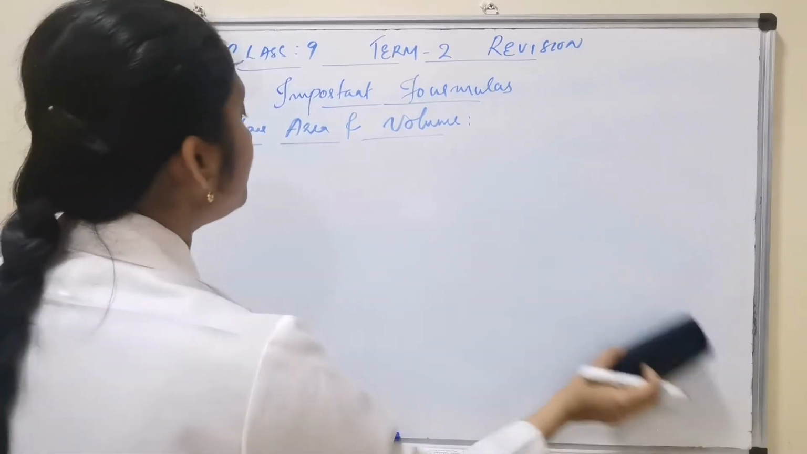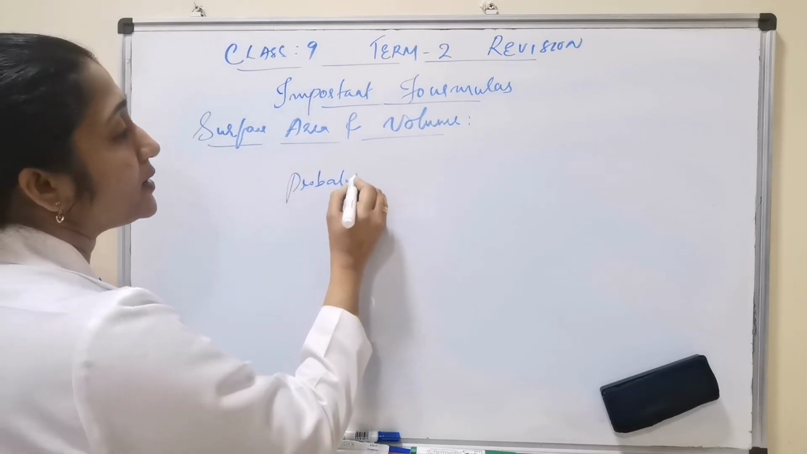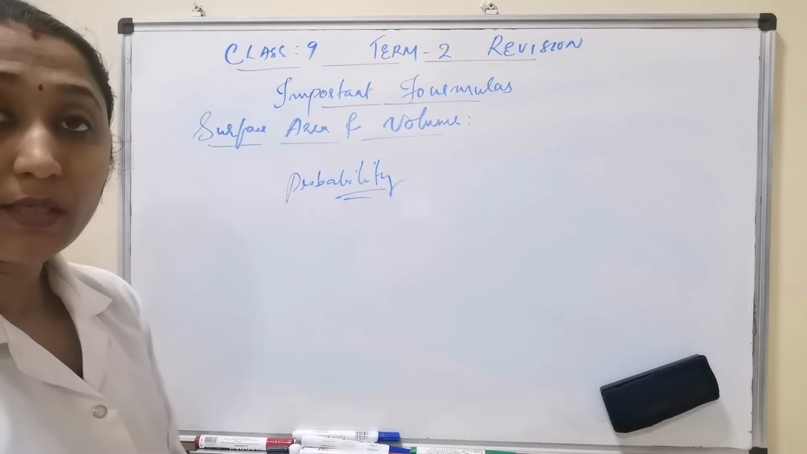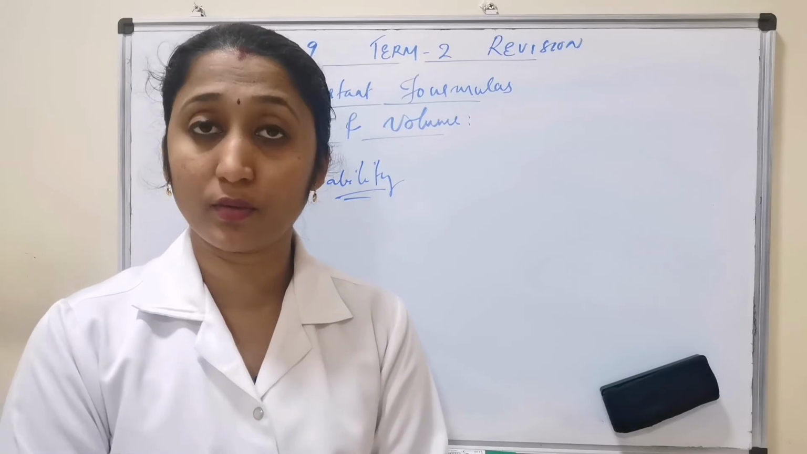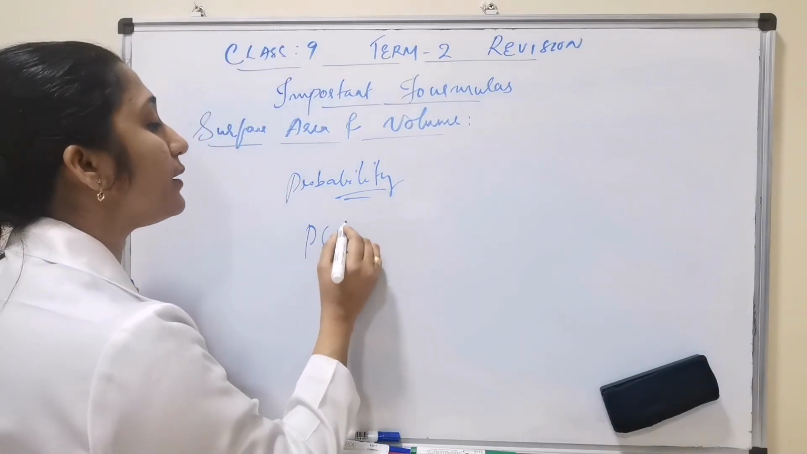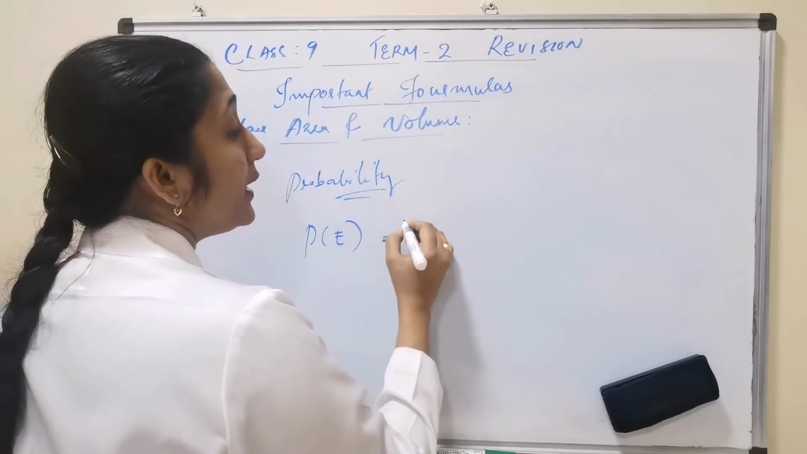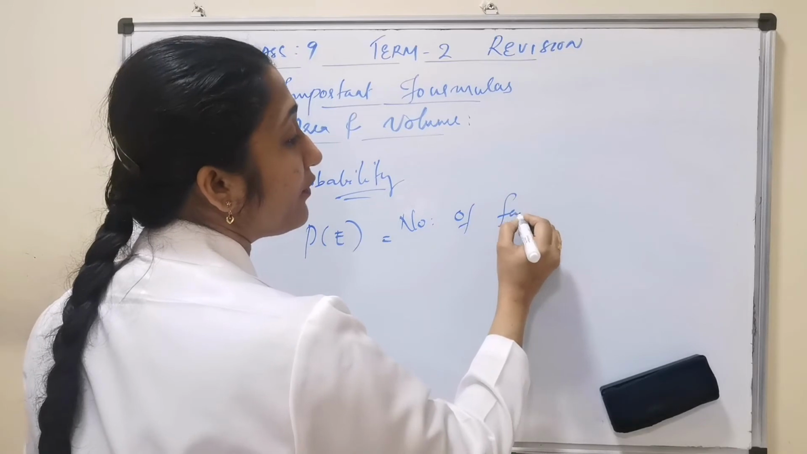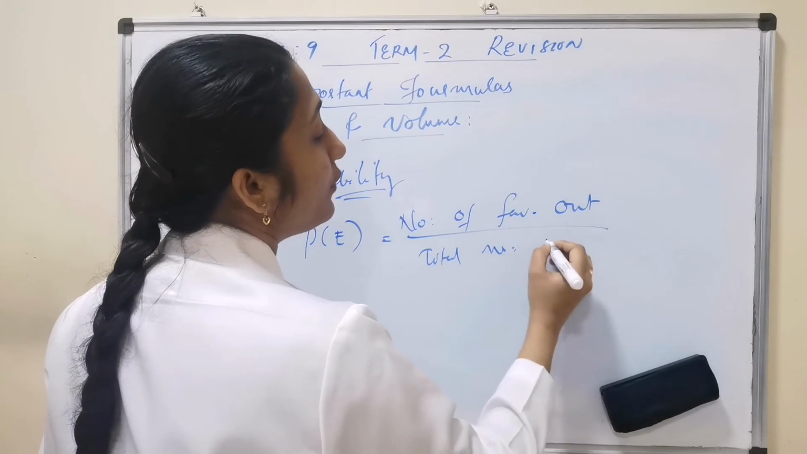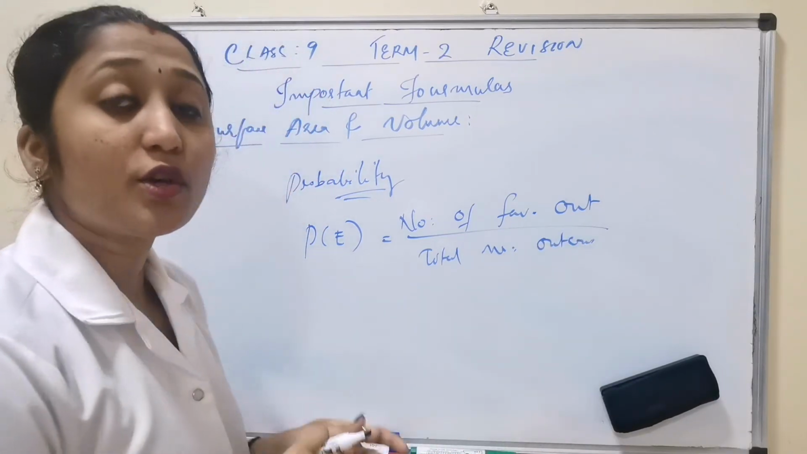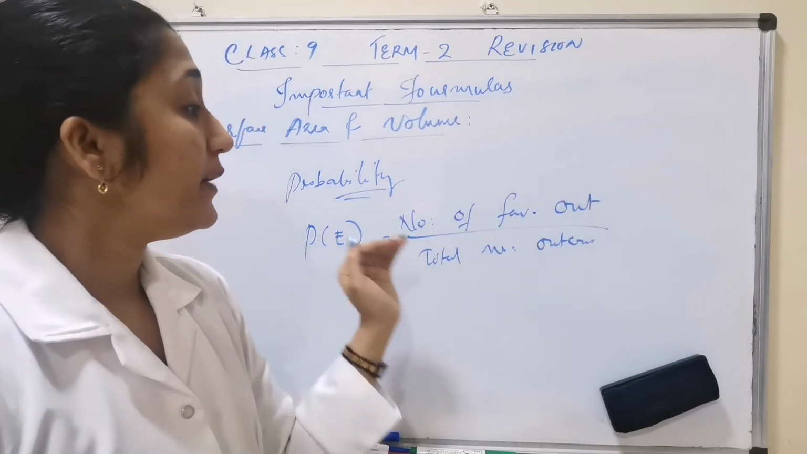In the probability, it is very easy because probability means total number of outcomes is there and favorable outcome. So the probability of an event, that is E, equal to the number of favorable outcomes divided by total number of outcomes. This is the formula. So probability of an event is equal to the number of favorable outcomes divided by total number of outcomes.